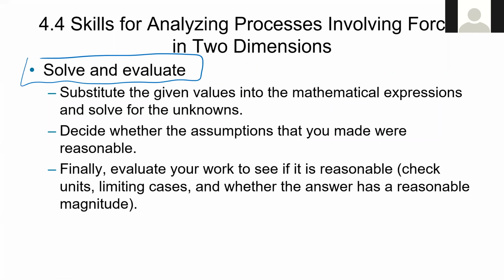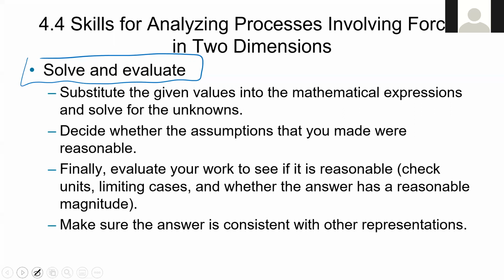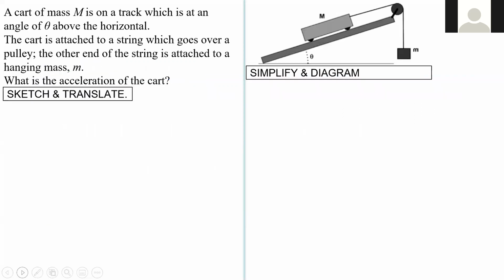And I think maybe to get us started on this, before I go to questions, I realize that none of you have raised hands, but let me go through an example. A cart of mass M is on a track, which is at an angle of theta above the horizontal. The cart is attached to a string, which goes over a pulley, and the other end of the string is attached to a hanging mass m. What is the acceleration of the cart?